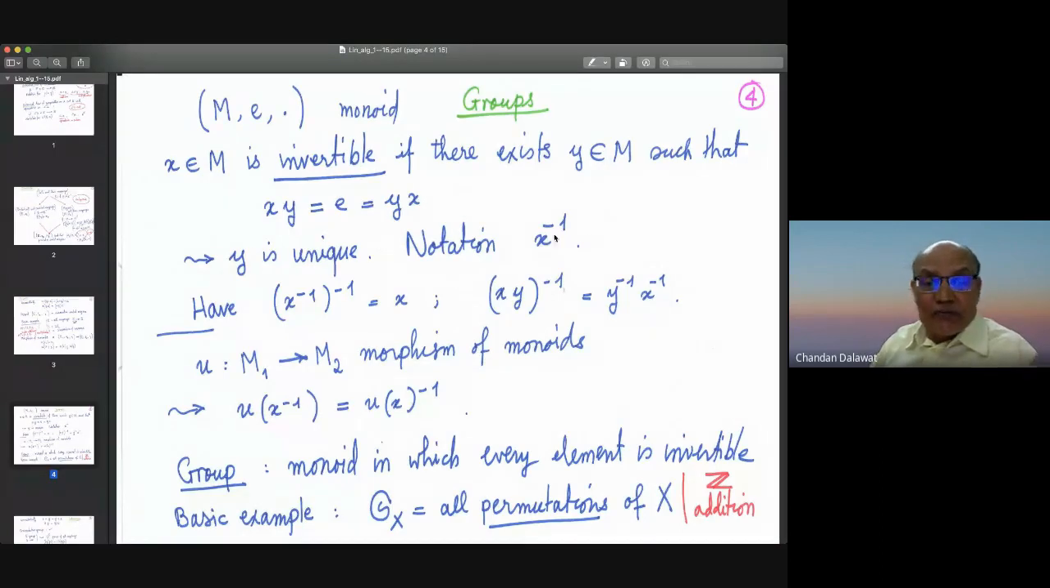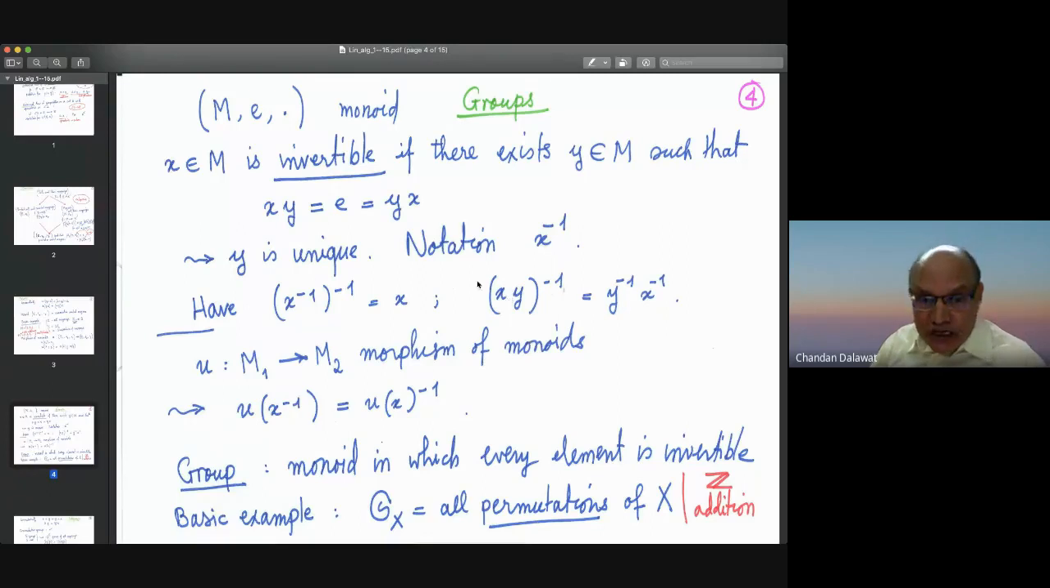Now, if X is invertible, I denote its inverse by X inverse. This X inverse is always invertible, and the inverse of X inverse is X. Again, these are not things which are obvious, of course. They need a little bit of checking. So this one can be checked by just multiplying them together to see; these things basically follow from the definitions.